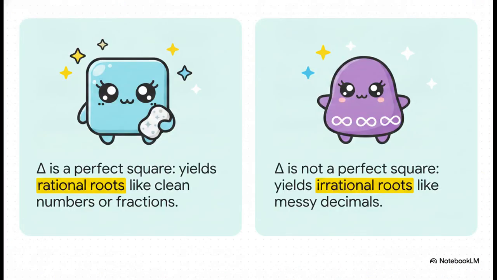If delta is positive, we can actually predict whether our roots will be clean, rational numbers or messy, irrational decimals, just by checking if that delta is a perfect square. Think about it. If your discriminant is a perfect square, like 16, the square root of that is just 4. You get nice, neat, rational roots, like clean integers or simple fractions. But what if your discriminant is, say, 32? You can't get a clean square root of 32, so you're stuck with irrational roots, those infinite, messy decimals or surds that just go on forever. It is genuinely wild how much predictive power is densely packed into just b squared minus 4ac.